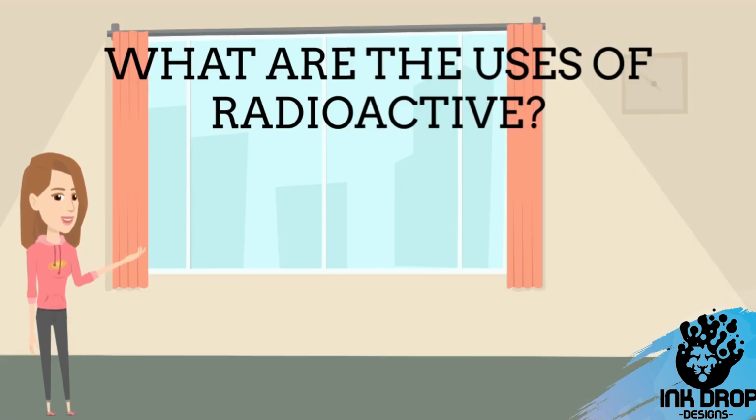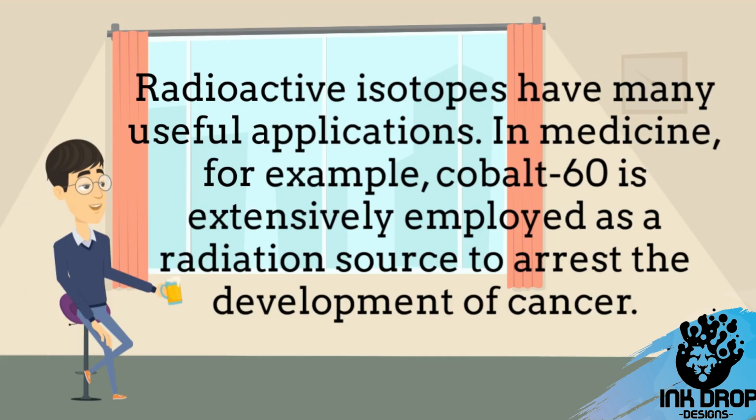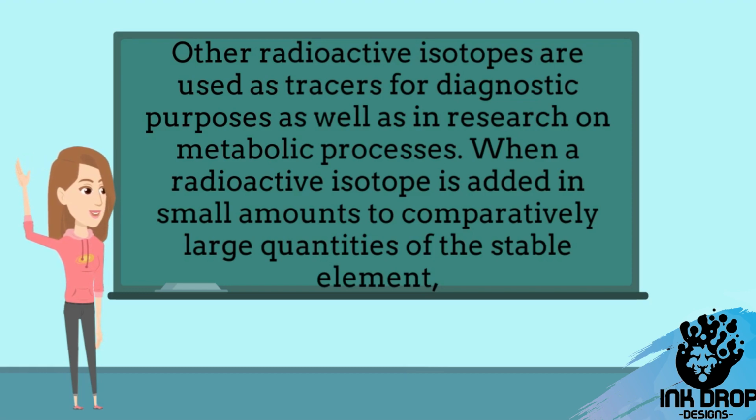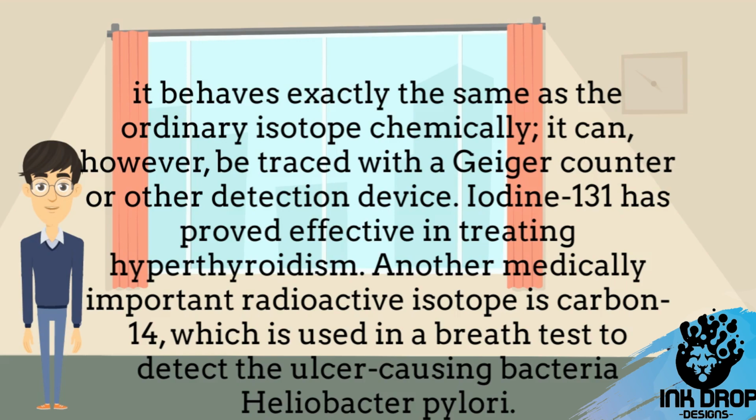What are the uses of radioactive? Radioactive isotopes have many useful applications. In medicine, for example, cobalt-60 is extensively employed as a radiation source to arrest the development of cancer. My brother also taught me that other radioactive isotopes are used as tracers for diagnostic purposes as well as in research on metabolic processes. When a radioactive isotope is added in small amounts to comparatively large quantities of the stable element, it behaves exactly the same as the ordinary isotope chemically. It can, however, be traced with a Geiger counter or other detection device.